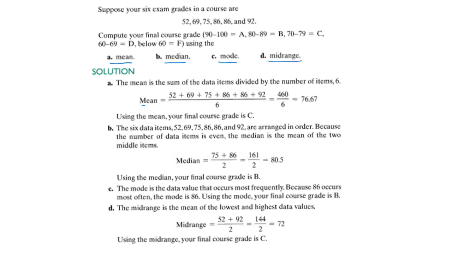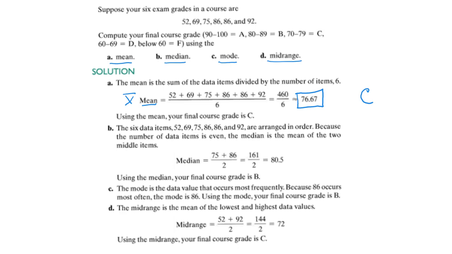So part A, we're finding the mean, or X bar. Remember, for the mean, we add all our values together and divide by the number of grades, which is 6. So we end up with a mean of 76.67. In this case, that is a solid C.